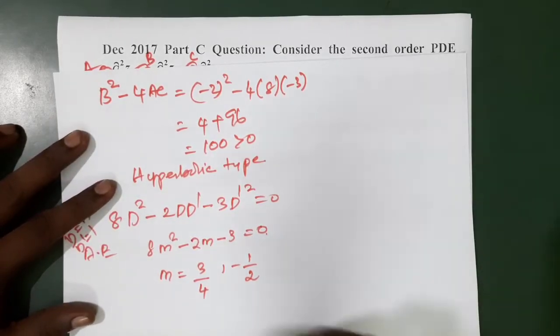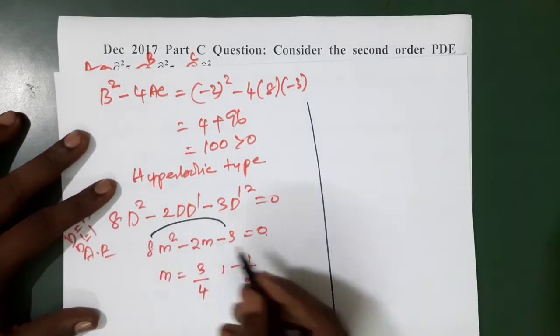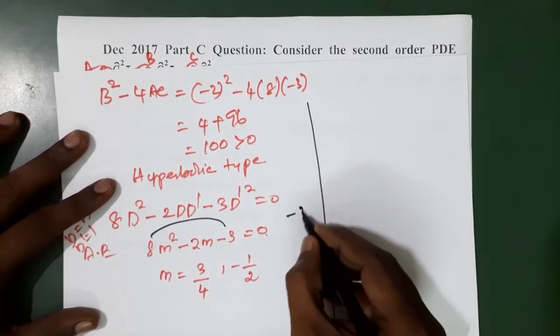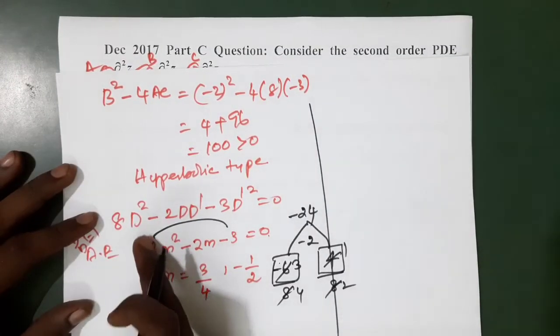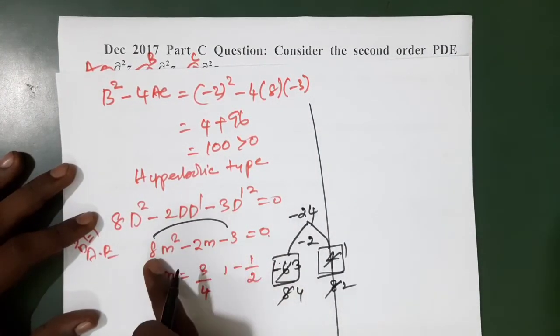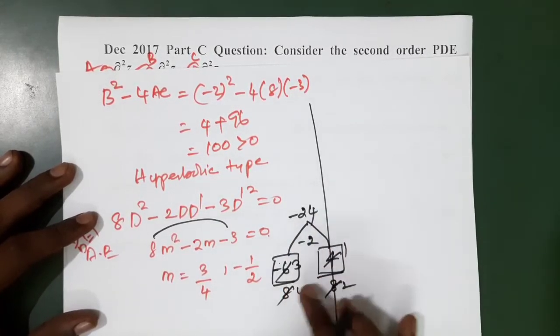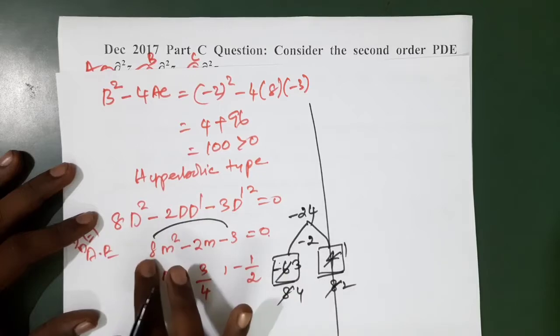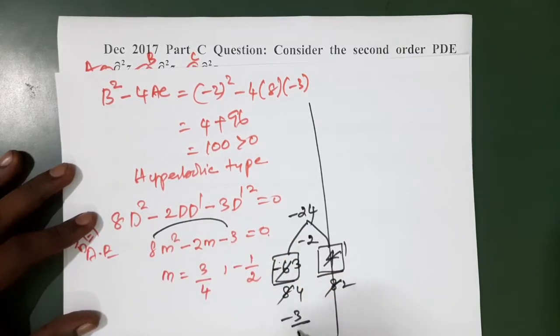So that is 8. 8 threes are 24, so 3 into minus 8, minus 24. Here you have minus 2; 6 fours are 24. So we have to divide, and we get minus 3 by 4 and 1 by 2. So therefore the solution is 3 by 4 and minus 1 by 2.